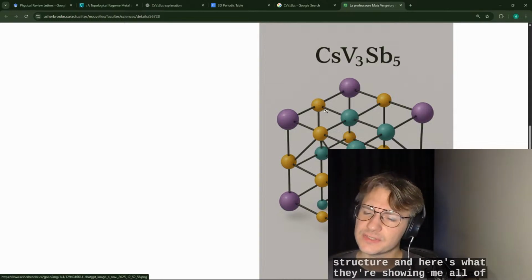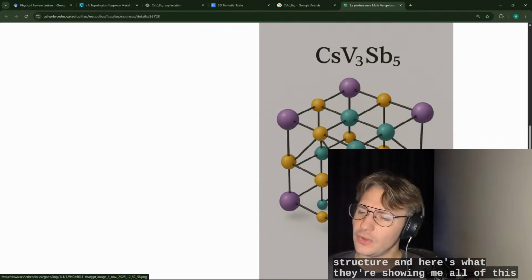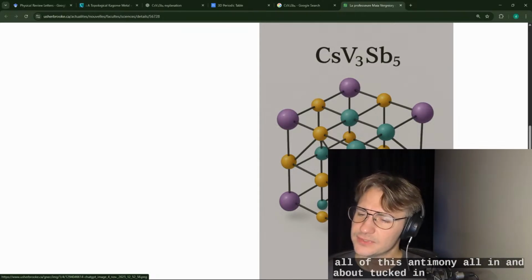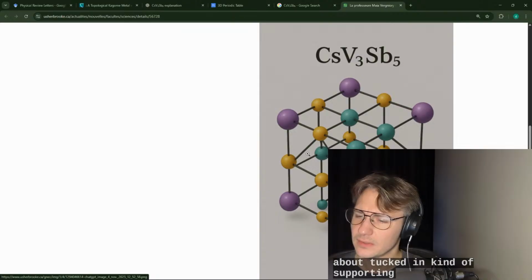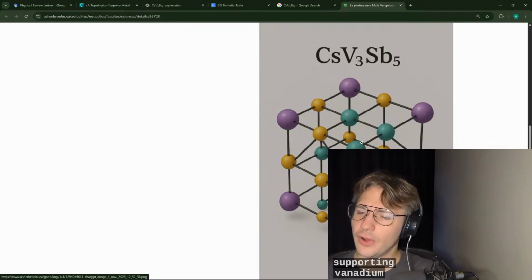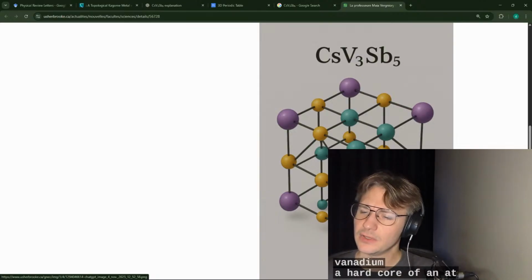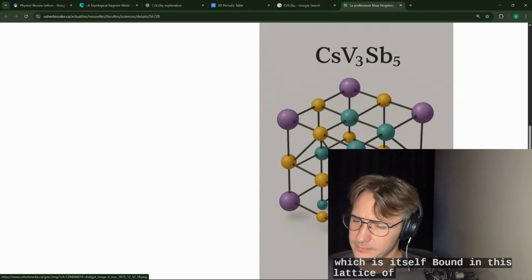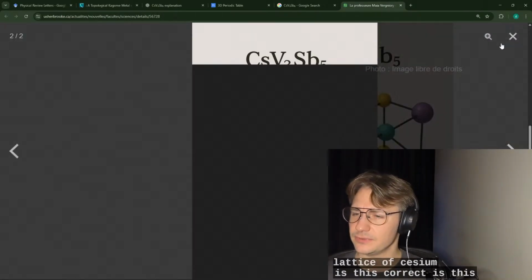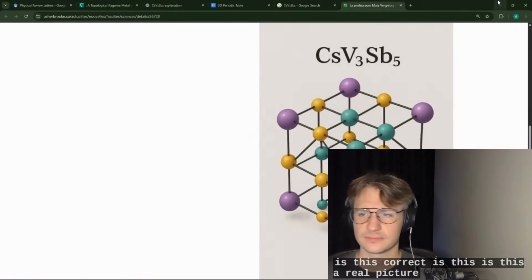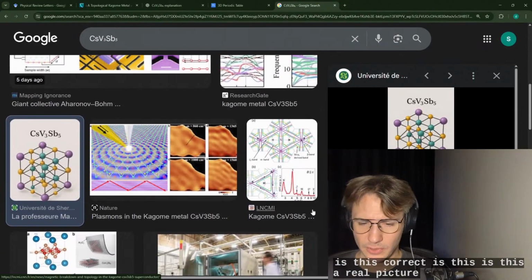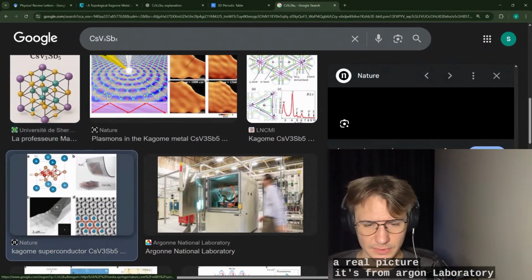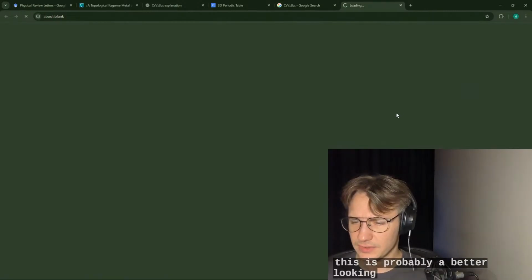All of this antimony, all in and about tucked in, kind of supporting vanadium, a hard core of vanadium, which is itself bound in this lattice of cesium. Is this correct? Is this a real picture? It's from Argonne Laboratory. This is probably a better looking image. Yeah, look at that.